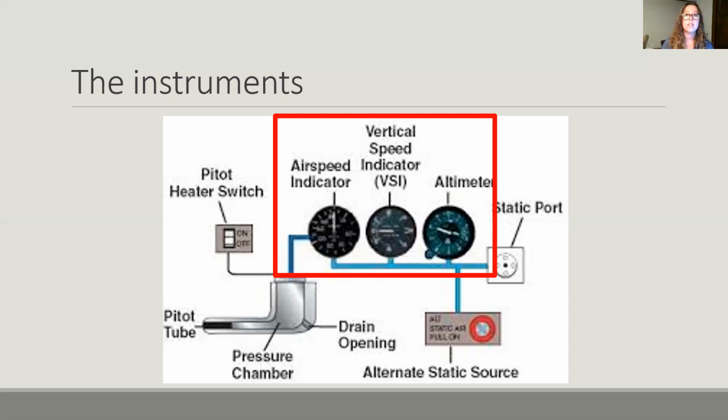So if more air is coming through the pitot tube, there is higher ram air pressure, it's going to indicate a higher airspeed. And the inverse is also true. The equation given for this is head pressure minus static pressure equals dynamic pressure, or indicated airspeed.